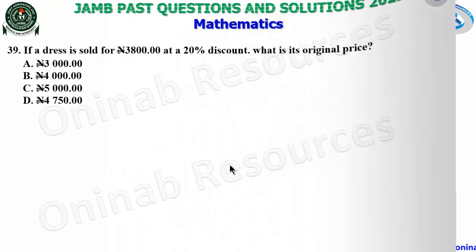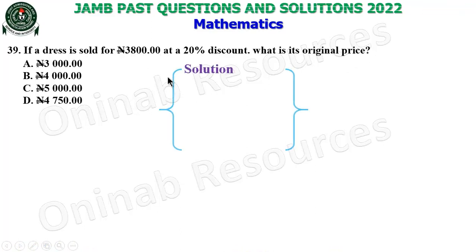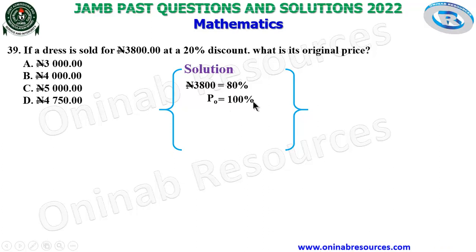We then go to 39. Question 39. If a dress is sold for 3,800 naira at a 20% discount, what is its original price? To find solution to this, there's a discount, which means this amount is not up to 100%. So what we'll do is to say 100 minus 20 to give us 80%, which means 3,800 is equal to 80%. And the original price is always 100%, which means P naught is equal to 100%.